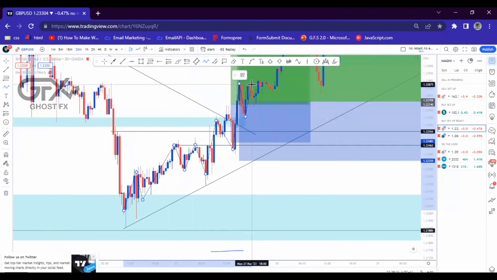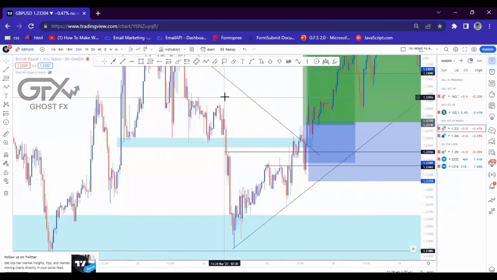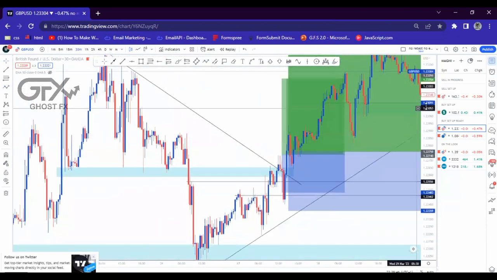Then we took our bias. You understand? So what am I trying to say here, guys? If you cannot understand how to spot a trend, you will not be able to understand how to trade it. You understand? And it's just easy peasy, like I said here.